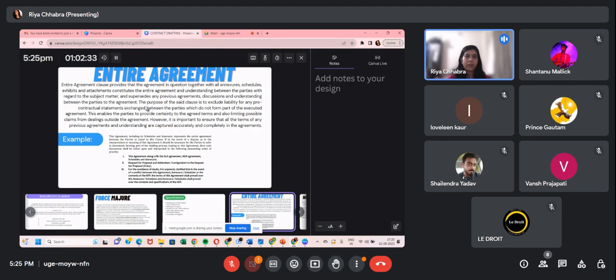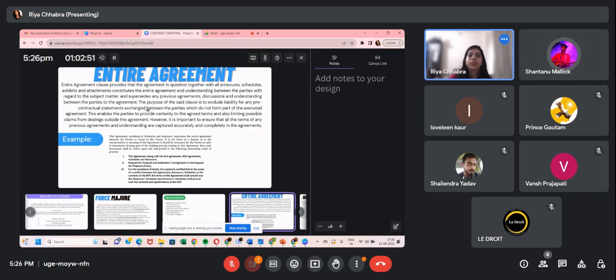Okay, so while nullifying that particular MSA, they are going to mention the date on which the parties had entered into that agreement, and specify that they are entering into a new master service agreement with new rules, obligations and services.